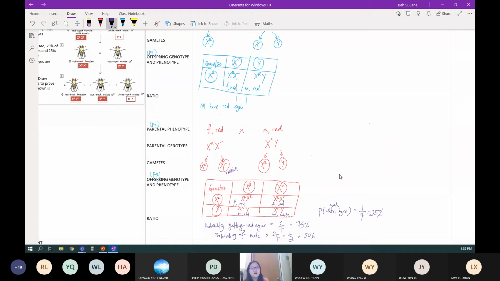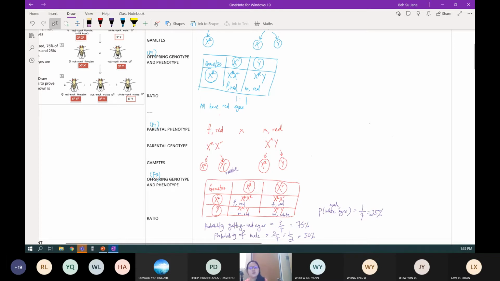So again, for beginners like you, you do need to draw it out. Then maybe you get a better picture. Then you go, okay, now the probability of male and white eyes is 25%. Probability of getting red eyes is 75%. By drawing out the Punnett square, you can see the ratios physically. Then it's easier.